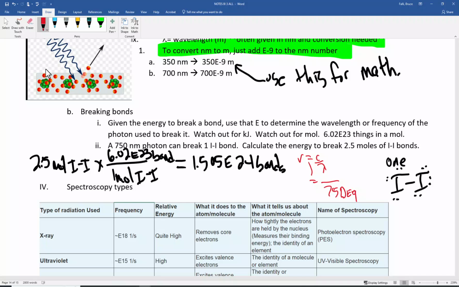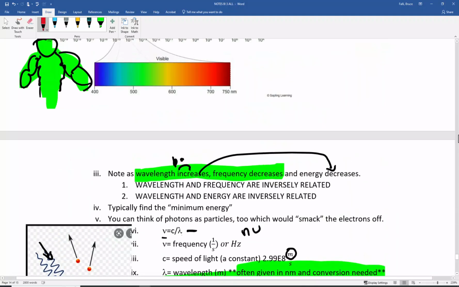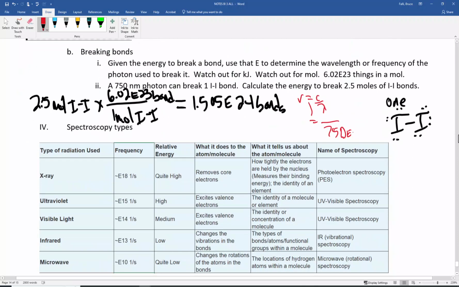Remember, you just do E-9, over the speed of light, which is 2.99 E8. And that will give me the frequency. 2.99 E8 divided by 750 E-9 is a big honking number, 3.99 E14. And that is my frequency.